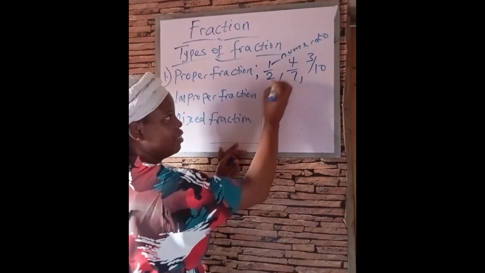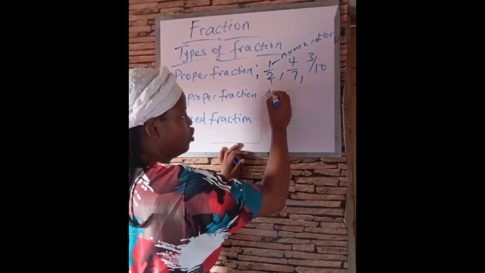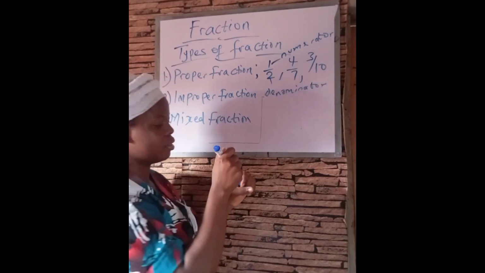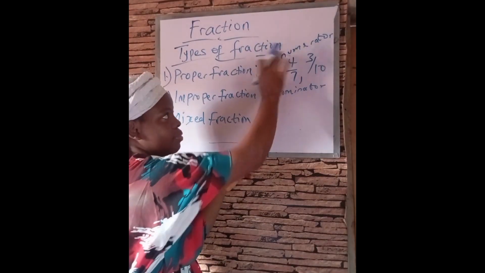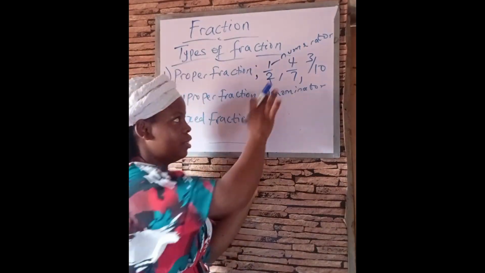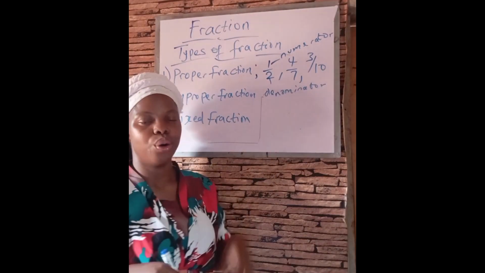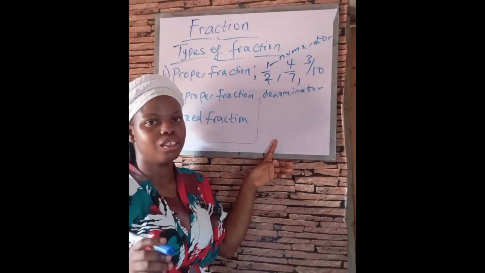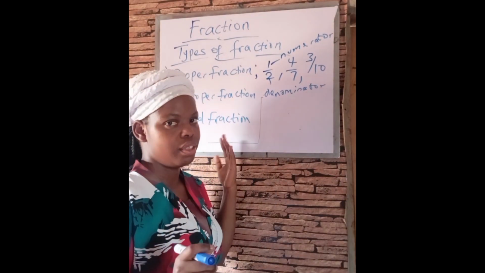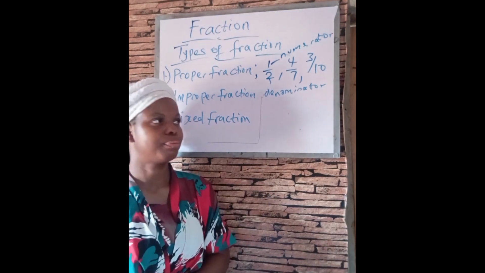to be lesser than the denominator. So the number that is at the top will be lesser than the number here. So that's basically what we call a proper fraction. Any fraction that does not follow this simple rule is not a proper fraction.